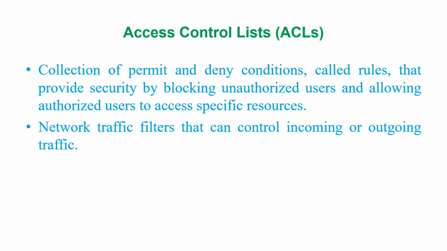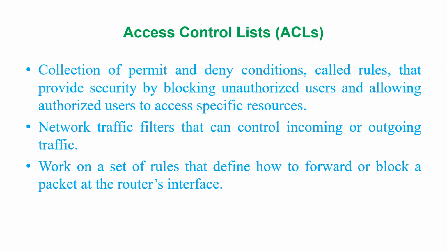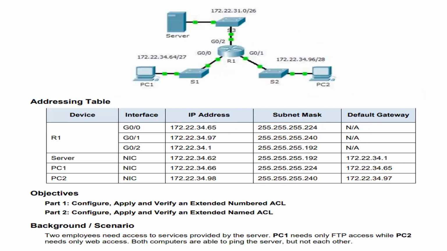We can say these ACLs are network traffic filters that can control incoming and outgoing traffic. These ACLs work on a set of rules that define how we forward or block a packet at the router's interface. For today's video, we are going to use this scenario. This is a Packet Tracer file here.